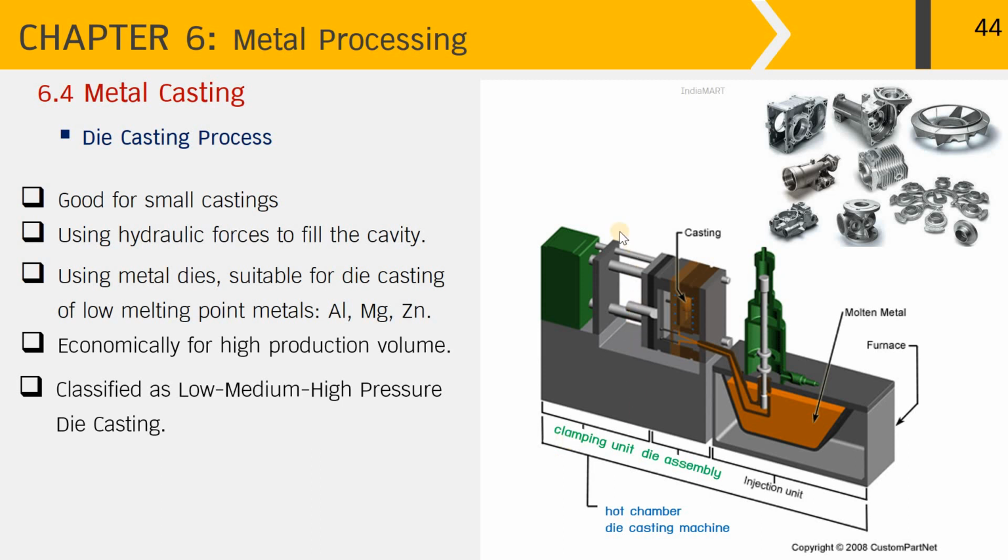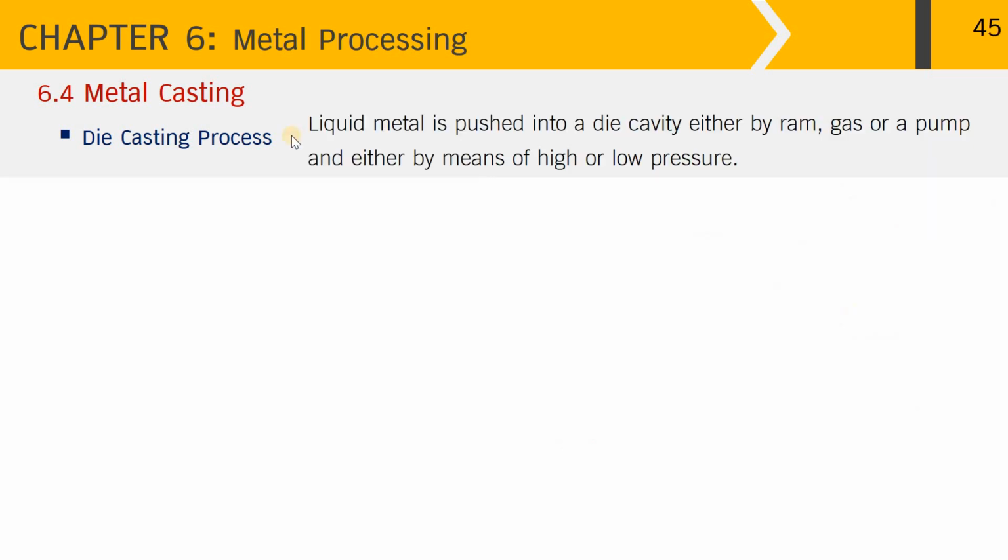First is the clamping unit over here that clamps the die assembly. And next here to the right is the injection unit where the metal over here is melted in the furnace. And within the hot chamber over here, a shot of molten metal is pushed through the die cavity and solidified as casting over here. So for the die casting process, the liquid melt is pushed into the die cavity either by ram or piston, gas or a pump, and either by means of high or low pressure.